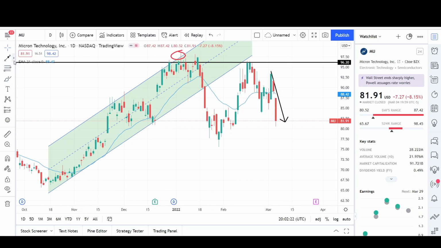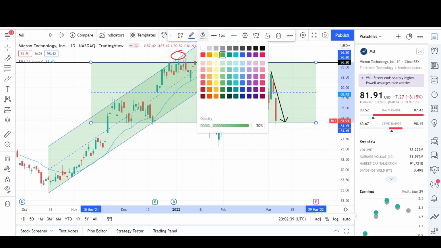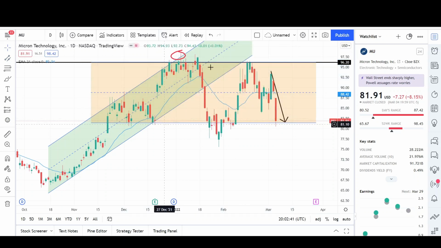And also, you can see that this was previously a range pattern. You can see that this $81 level, or 81.38 level, is a strong support. And if I drag the range up to the horizontal line, that is the top of the range, right? That 96.20. Let's go and make this one orange. So you can see that we're kind of going sideways.